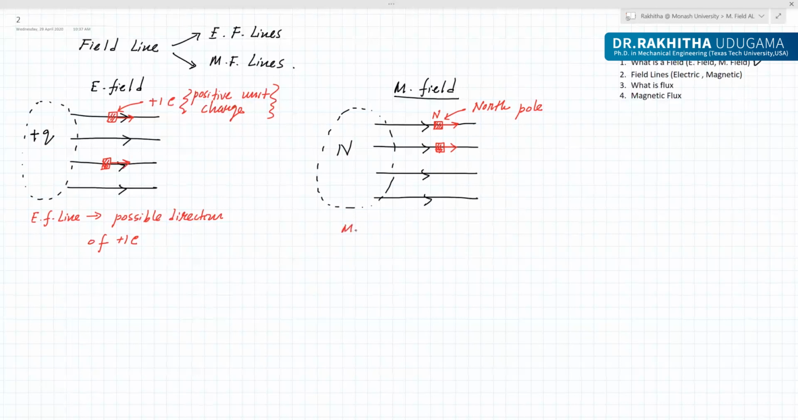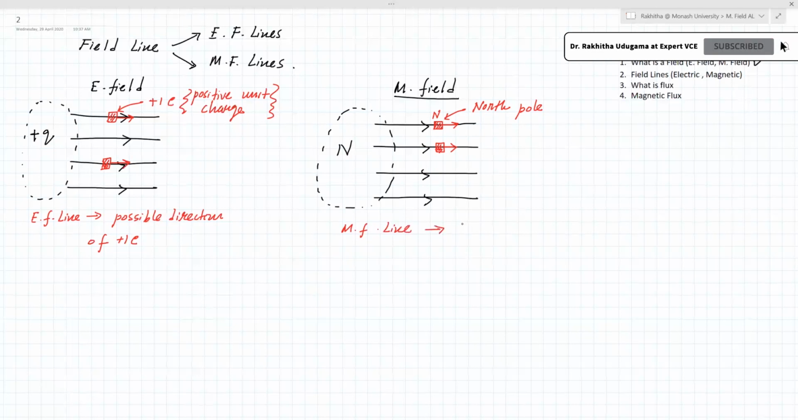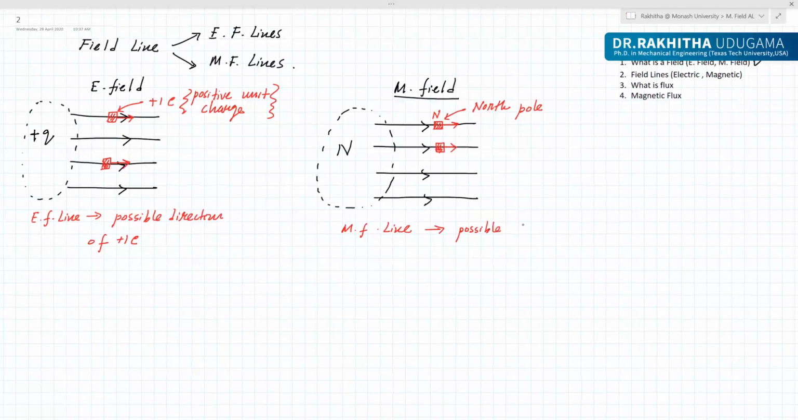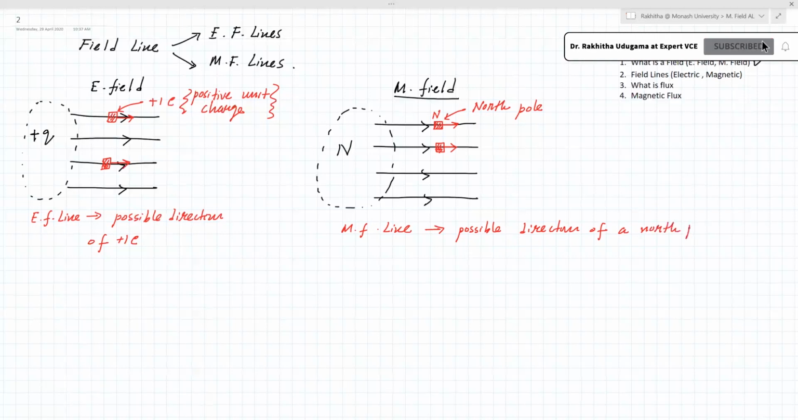So magnetic field line would be the possible direction of a north pole.